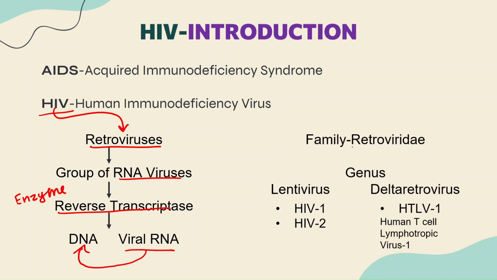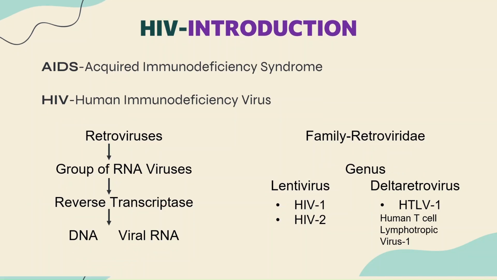It belongs to the family Retroviridae. Also remember that this family Retroviridae has many genera, of which only two genera are pathogenic to humans, guys. That is the genus lentivirus, which includes HIV1 and HIV2. Then it also has the genus deltaretrovirus, which includes the human T cell lymphotropic virus 1, that is HTLV1, a part of genus deltaretrovirus. The main concern of this topic is the genus lentivirus, which includes HIV1 and HIV2, guys. So that was all about the introduction to the topic.